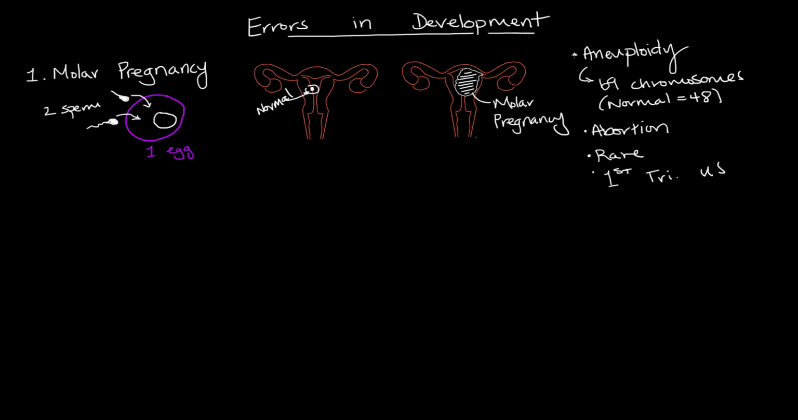And just for reference, when we say a molar pregnancy is rare, it's about 1 in 1,000 births. So in every 1,000 births, you'd expect to have about 1 molar pregnancy. The other congenital defect or birth defect that we'll talk about are heart defects.